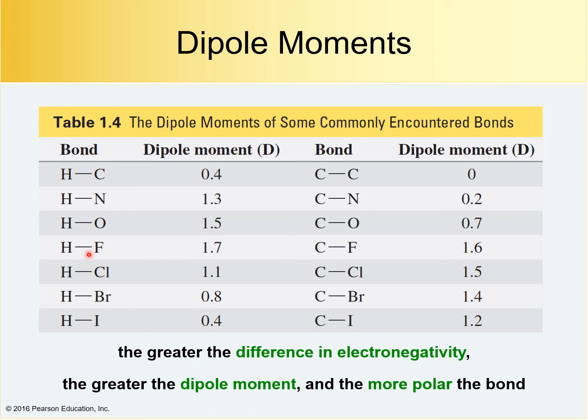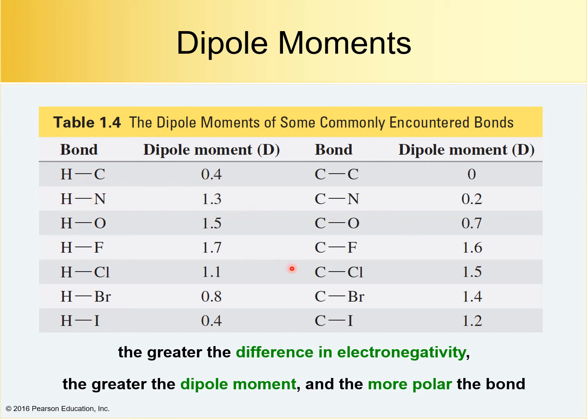So going to have a big difference in electronegativities, so the dipole moment is also going to be large. So in this table, the HF bond is the most polar among this list. So I just put this up here just so you can get an idea of what bonds are polar and what bonds are not polar, and where their dipole moments would be.